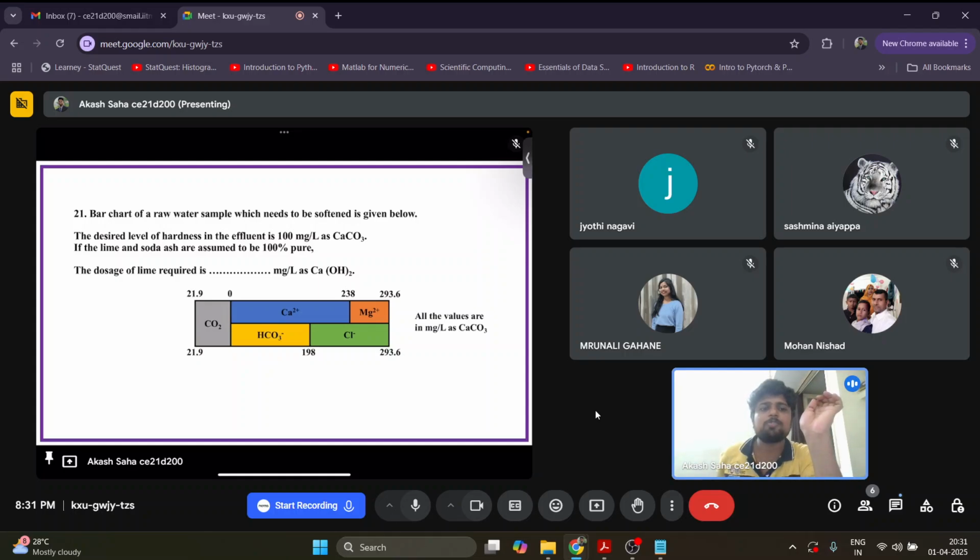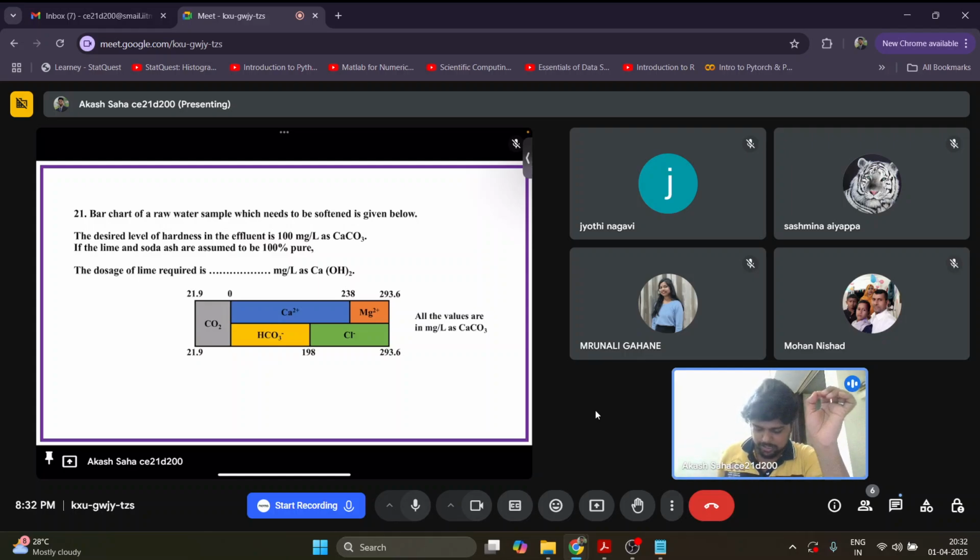Now you tell me, 193.6 I have to remove. What is the form of hardness that is present in the system? Bicarbonate. So is it permanent or temporary? Temporary. Only temporary is there. So if only temporary is there, we need only lime, because only for permanent we need soda ash. So only lime is required.